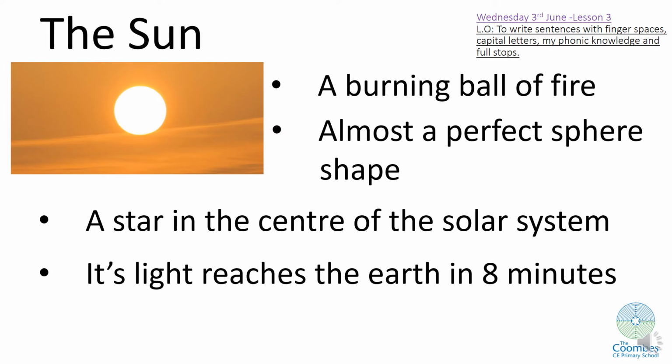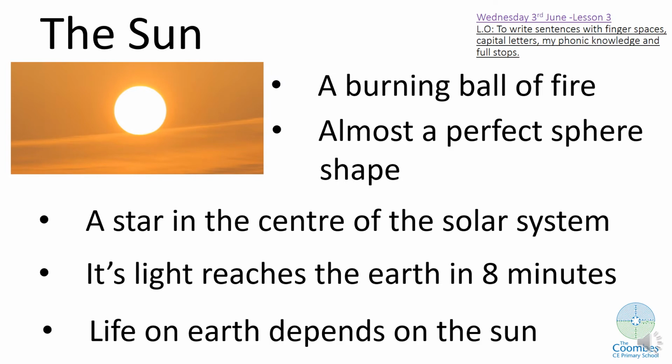Even though we're not actually that close to the sun, it only takes 8 minutes for the light from the sun to reach the Earth. 8 minutes is not a long time. So that's very, very good in how quick that is. If we didn't have the sun, we wouldn't be able to live on the Earth. So life on Earth depends on our amazing sun.